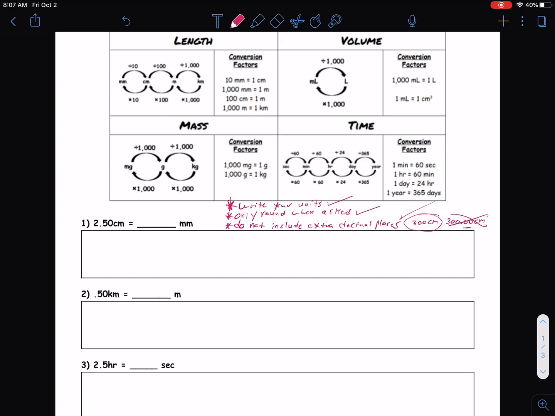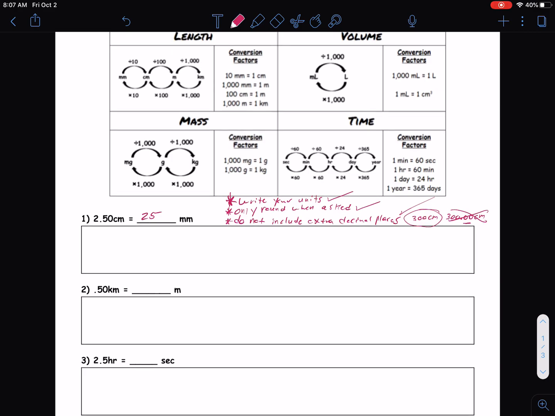So let's work through this. The first one, I want you to solve number 1. 2.5 centimeters equals how many millimeters? The correct answer to this is going to be 25 millimeters. Or if you just move the decimal place, it's going to be 25.0 millimeters.